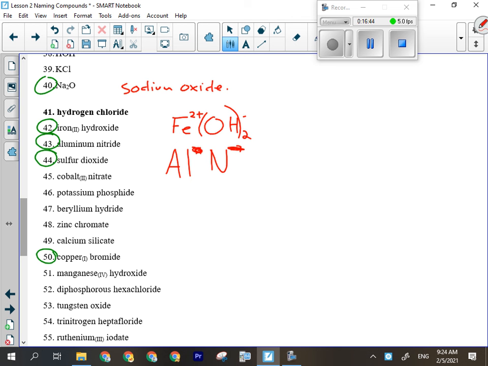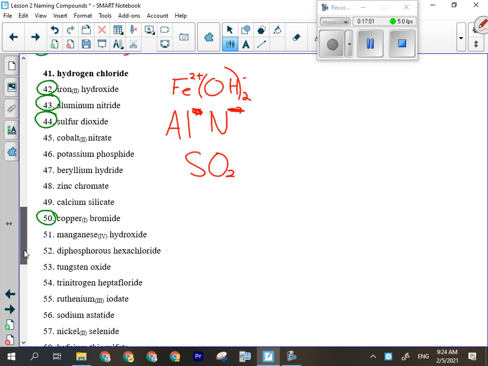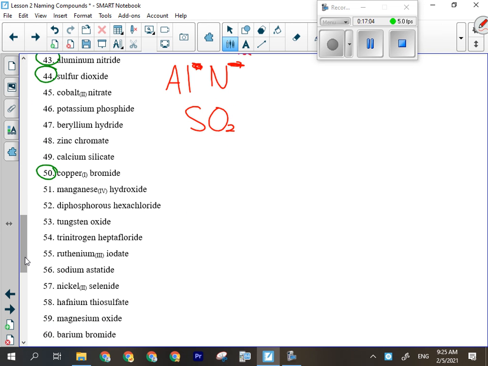And for number 4, we got sulfur dioxide. So this is a molecular compound because we got 2 non-metals. So we got sulfur, there's only 1 because there's no prefix, and 2 oxygens because of the "di." And then lastly, number 50, we got copper 1 bromide. Copper is a metal, so we're looking at an ionic compound. The Roman numeral tells me to use the +1 charge. Bromine's a -1. We're looking at CuBr.